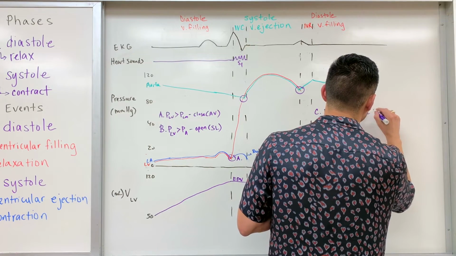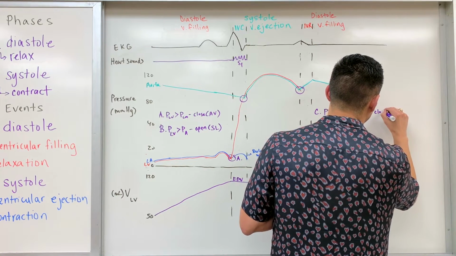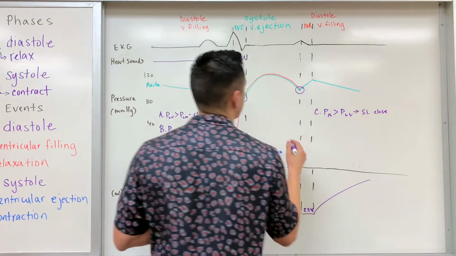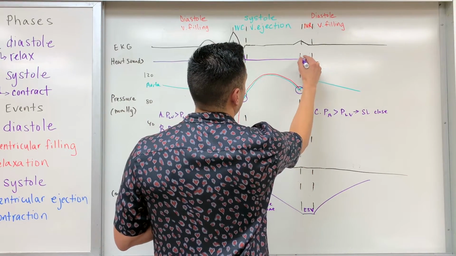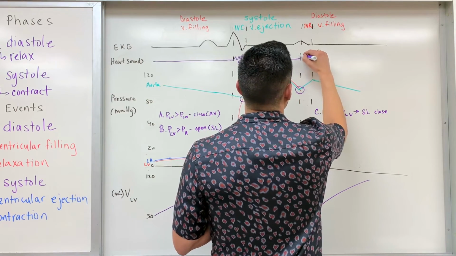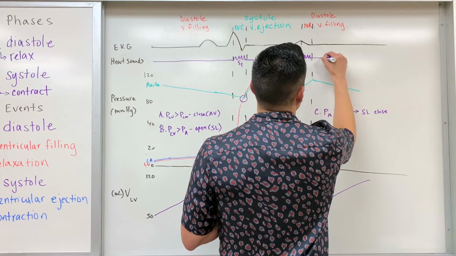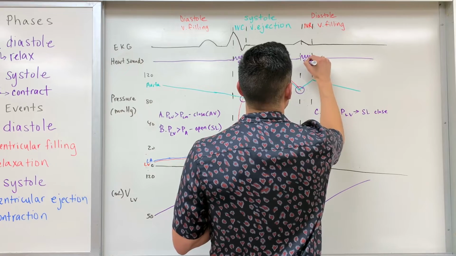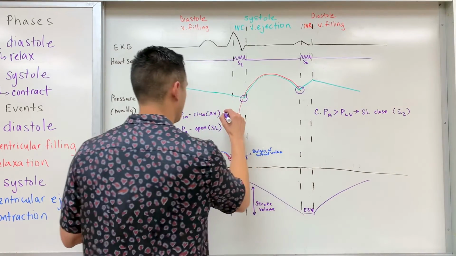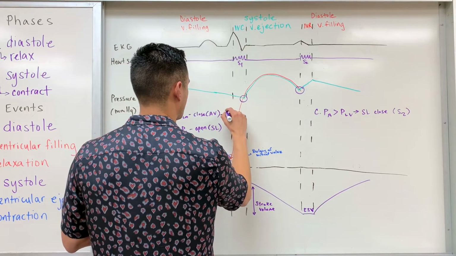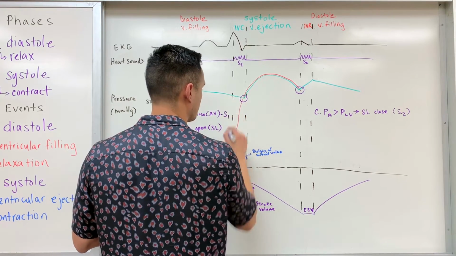The aortic semilunar valve, it's going to close. And so this is what we know as S2. So the closing of the aortic semilunar valve, this is where we hear S2. So I'll write that. So this is S2, and then I'll write this over here to this side, and then we can write that over here. This is S1, the closing of the AV valve.